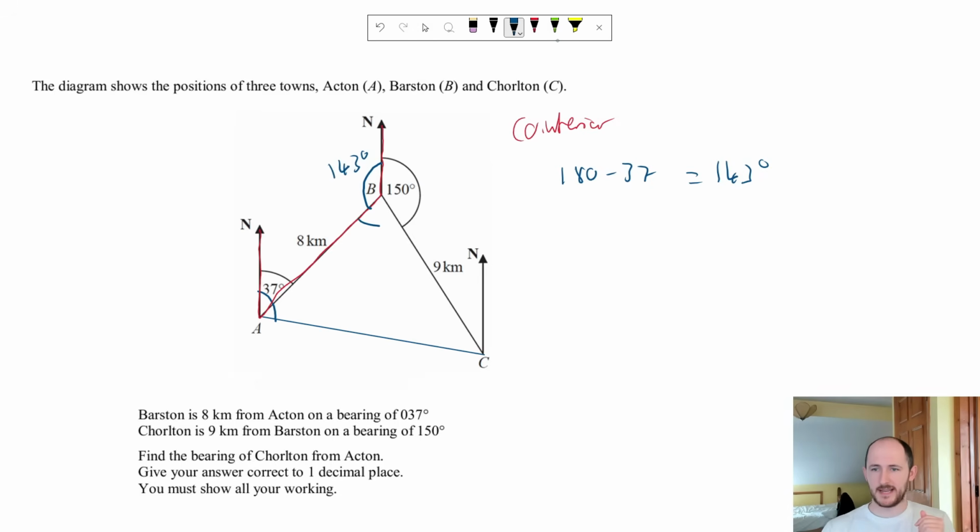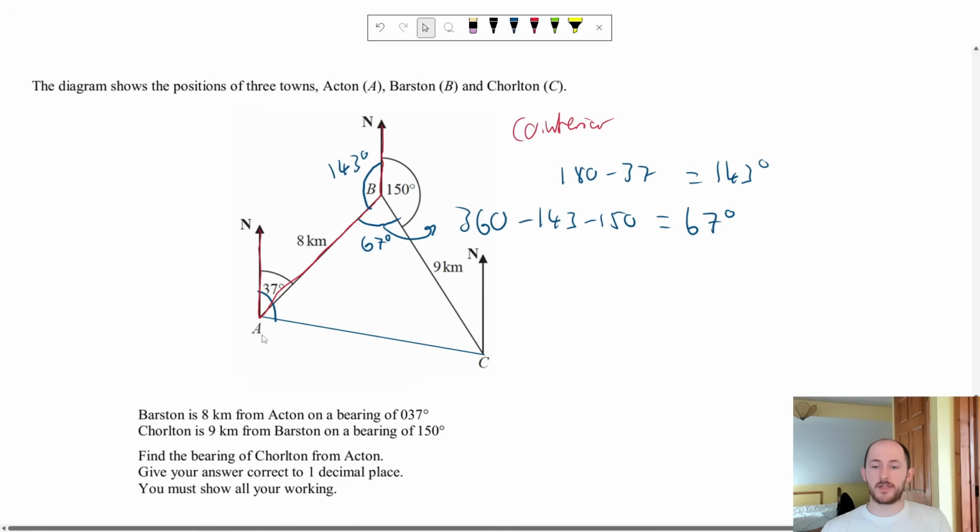That means the angle on the inside is going to be, well, they should add up to 360. So 360 minus 143 minus 150. So 360 minus 150 is 210, minus 143 is 67 degrees. Here.